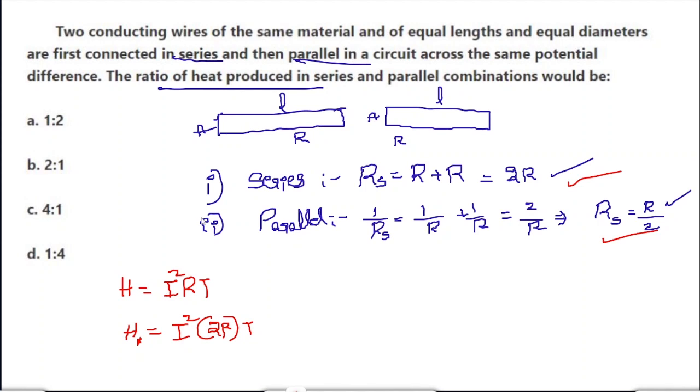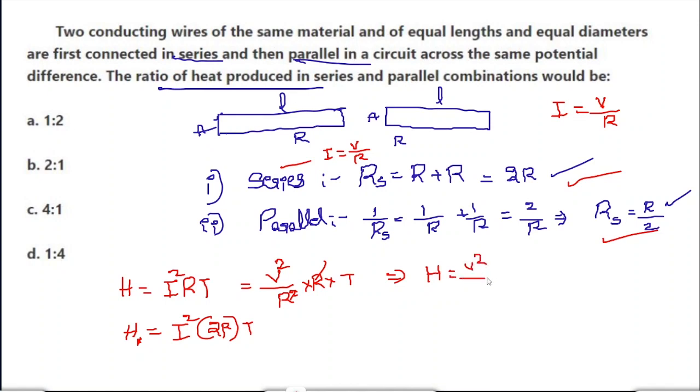But guys, what is I? I is equal to V by R, right? That means here in series combination, I is equal to V by R. Okay, I can write this as V square by R square into R into T, right? R gets cancelled, so I can find the relation between V, R, T: H is V square by R into T. Now here H is inversely proportional to R, right?